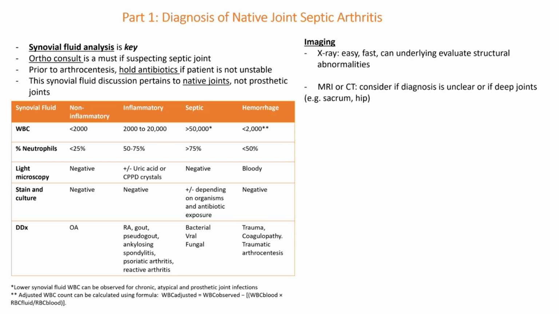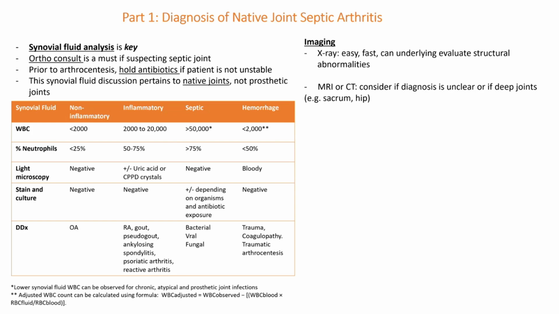So just wanted to throw this table in here from Chalk Talk. If it's not inflamed, it's usually less than 2,000. If it's an inflammatory joint, usually tends to be in the low thousands to low tens of thousands. Septic joints, usually it's 50,000 and above, more so like hundreds of thousands if it's a true pyogenic septic arthritis. And the percentage of neutrophils, these are the cutoffs.